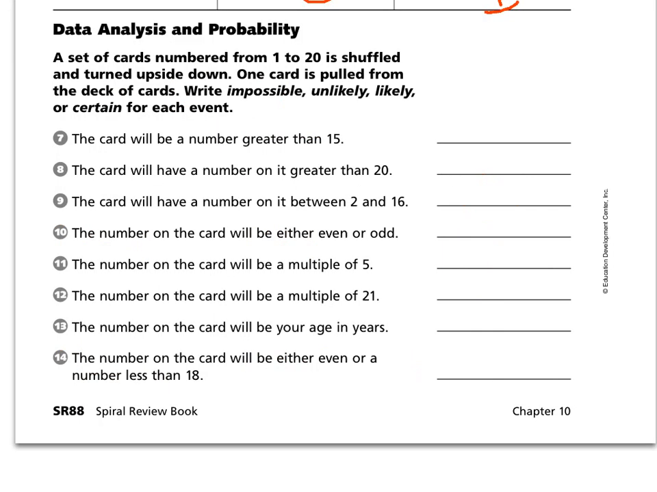For data analysis and probability, a set of cards numbered from 1 through 20 is shuffled and turned upside down. One card is pulled from the deck of cards. Write impossible, unlikely, likely, or certain for each event. The card will be a number greater than 15. Well, I know that would be only 5 cards out of 20, and that would be unlikely.